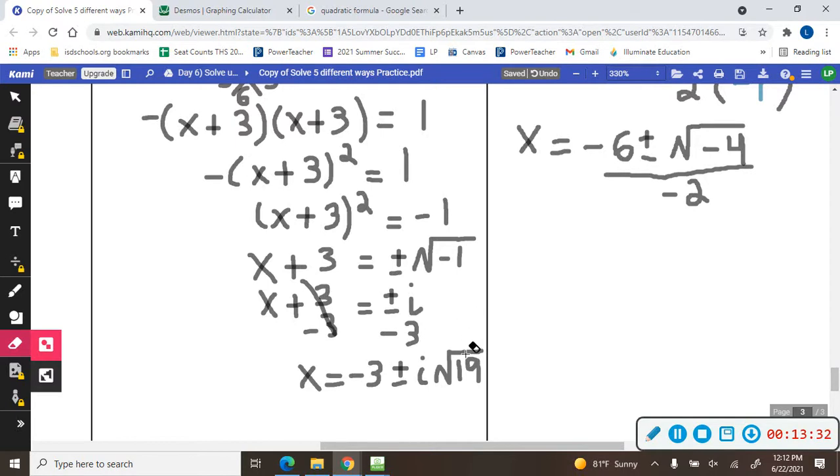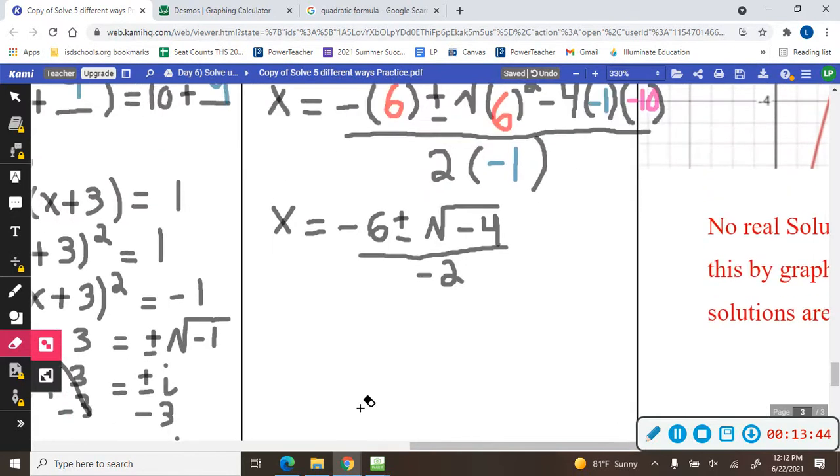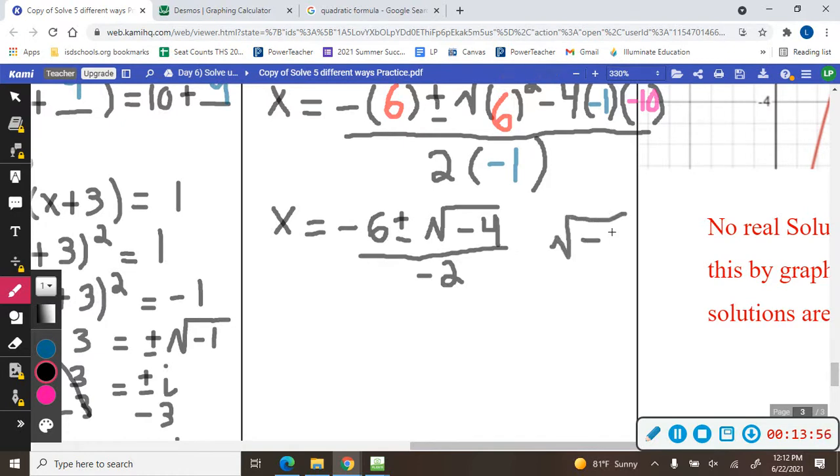So I don't need this part. I didn't have to change much, but I accidentally made a computation mistake. So that's -3 plus or minus i. And now I could go back here and finish. Taking the square root of -4, we already talked about that. The negative comes out to make an i, and the square root of 4 is 2. So the square root of -4 is 2i.